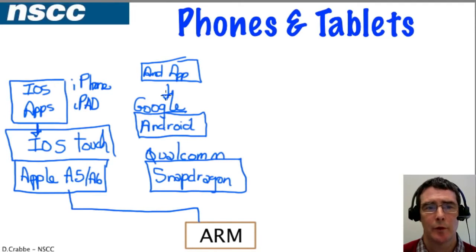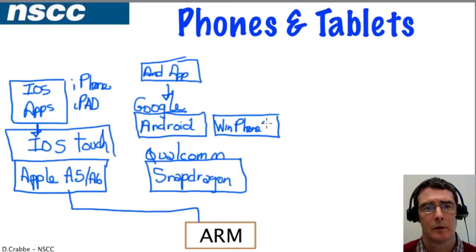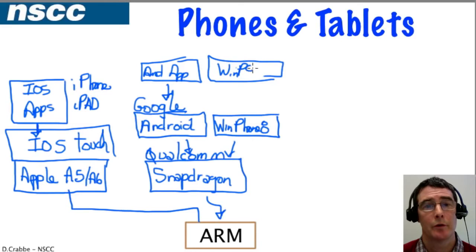Microsoft has come out with its own phone system, and they've called it Windows Phone 8, and it's also based on the Snapdragon CPU, which again is a derivative of ARM. So you need a Windows Phone 8 app in order to run on the Windows Phone.